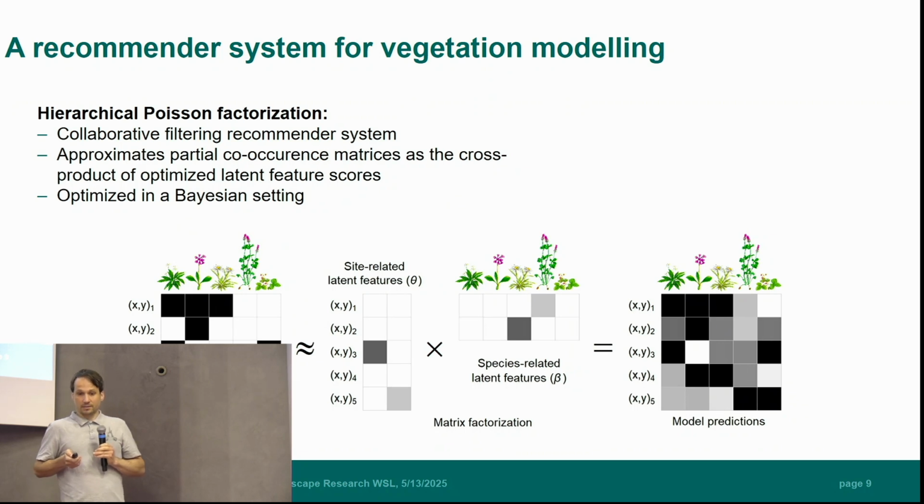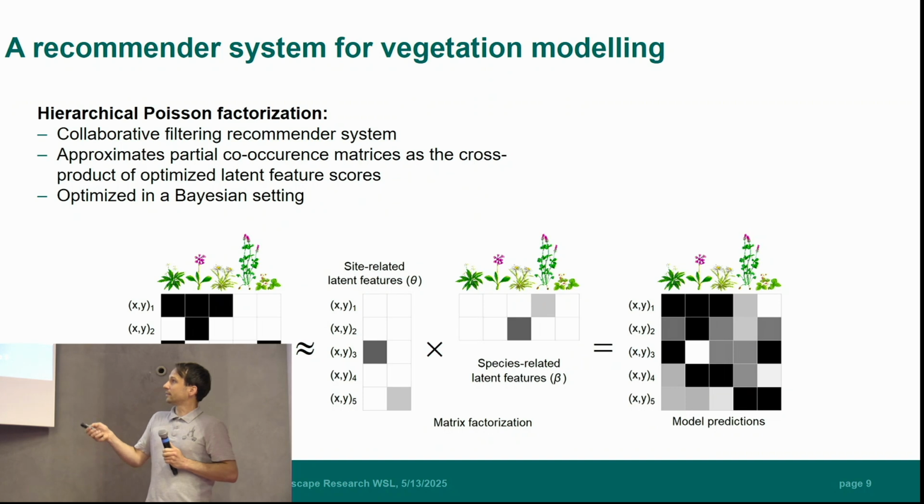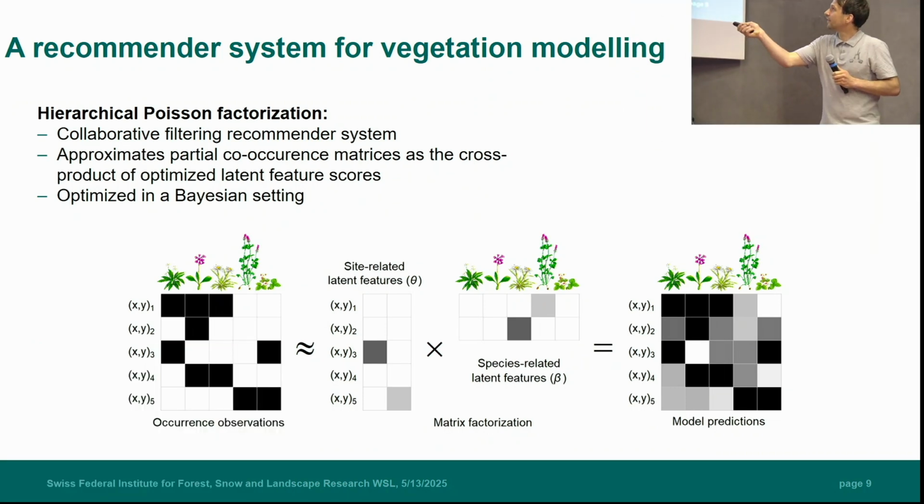So the tool is a matrix factorization approach that basically tries to simplify a huge, sparse matrix of partial plant inventories into latent feature representations for the sites and for the species. So these are low-dimensional vectors that can be multiplied, and the cross product should give us something similar to the original matrix, which also fills these unobserved interactions and gives us a ranking.